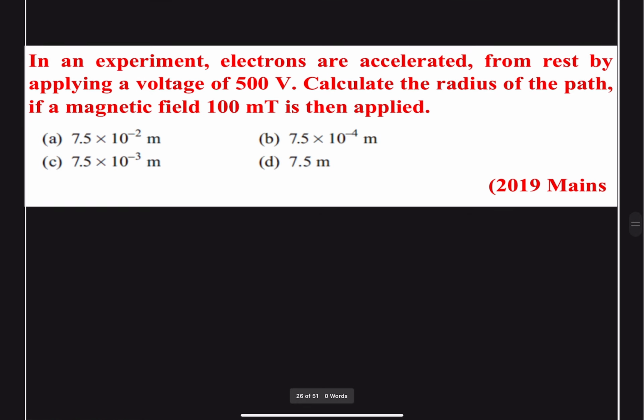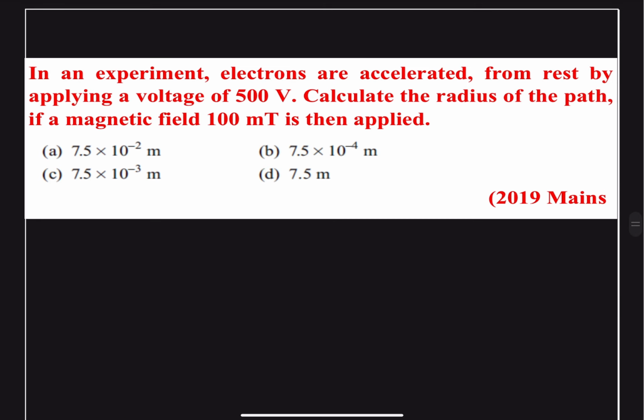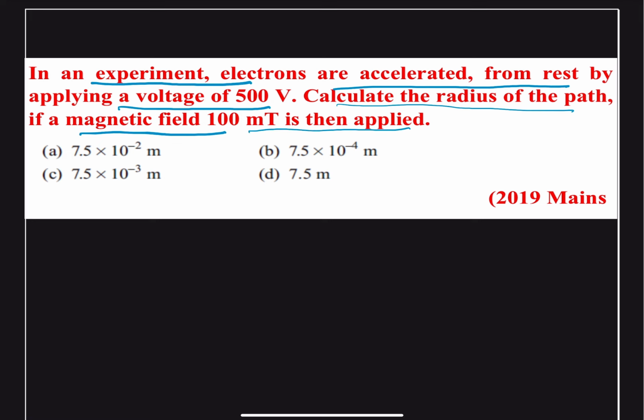So we come to the next question, and it states that in an experiment, electrons are accelerated from rest by applying a voltage of 500 volt. Calculate the radius of the path if the magnetic field of 100 millitesla is then applied. In this case, the kinetic energy gained by the electron will be because of the voltage that is applied.